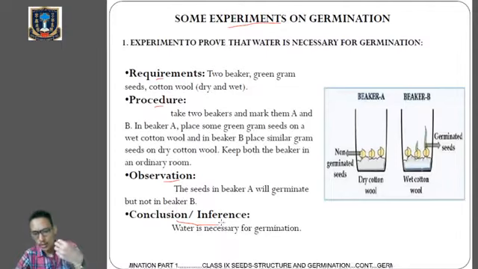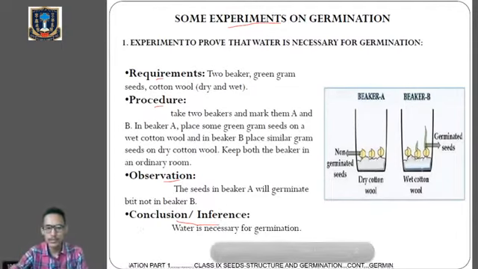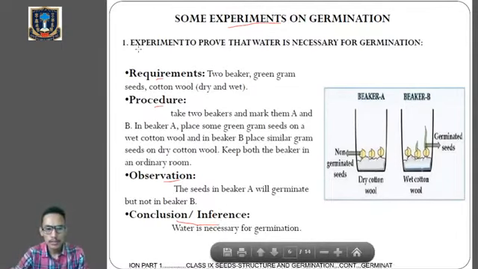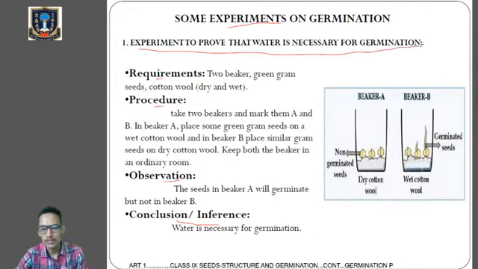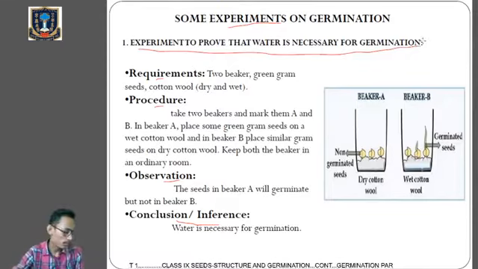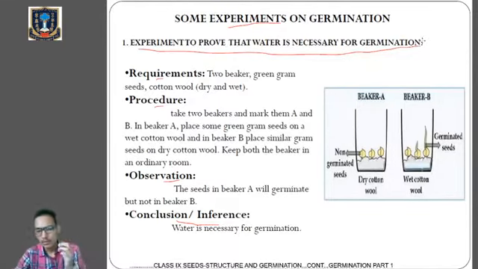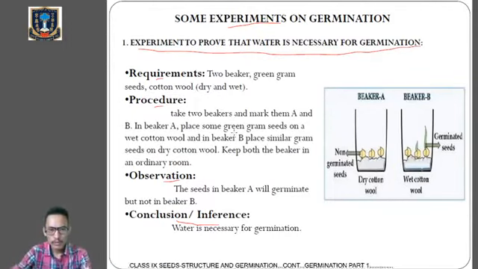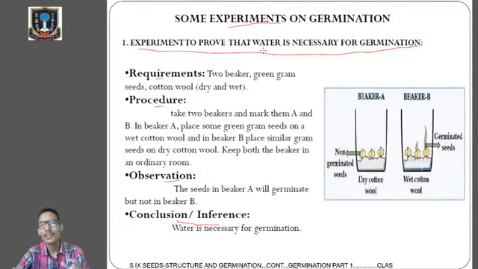Alright, so we will go to the first experiment on germination. So we will try to prove that water is necessary for germination. So I have told you, go to page number 50. We have got this topic, some experiments on germination. Clear? So first thing, what are the things that we require to prove that water is essential or necessary for germination? First one, requirements.